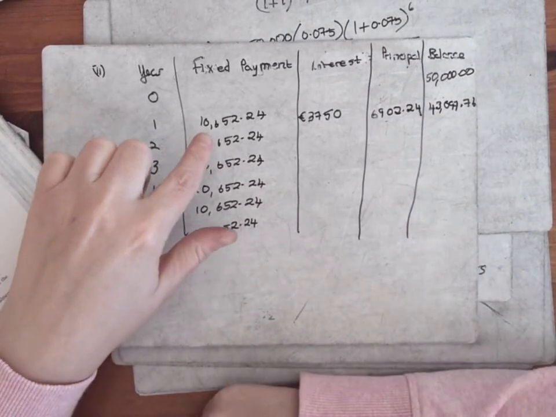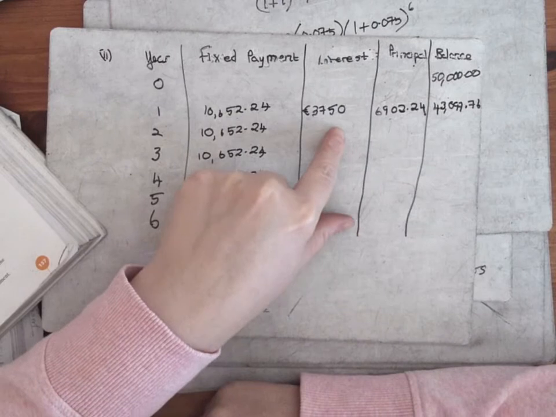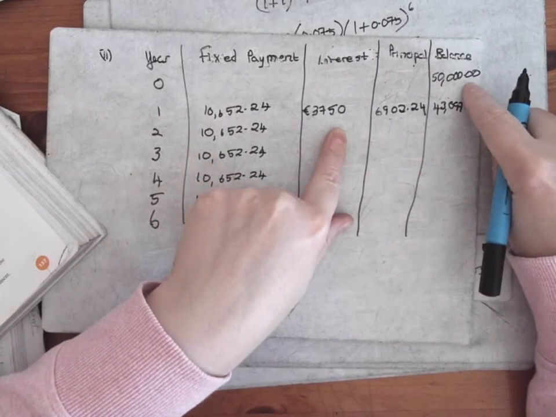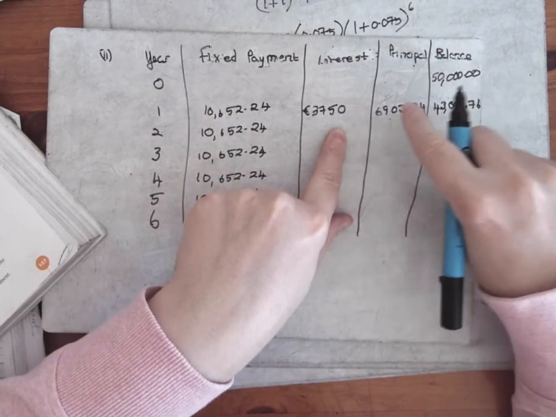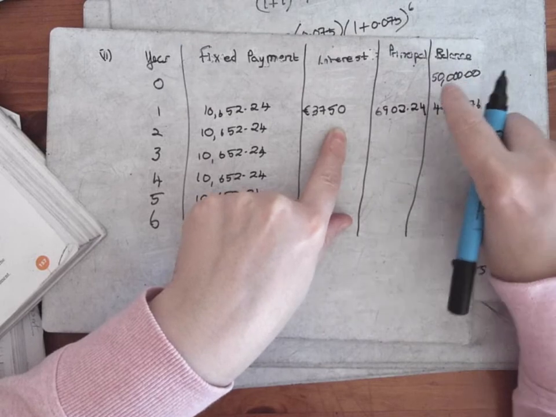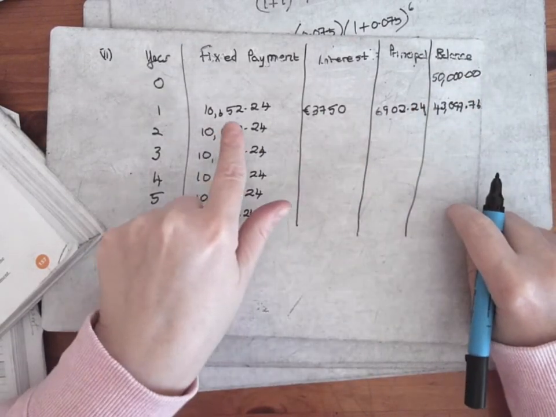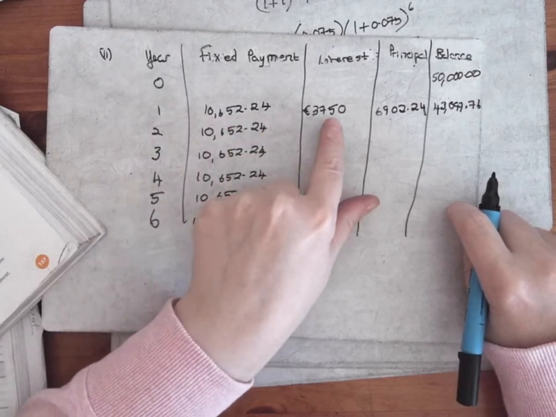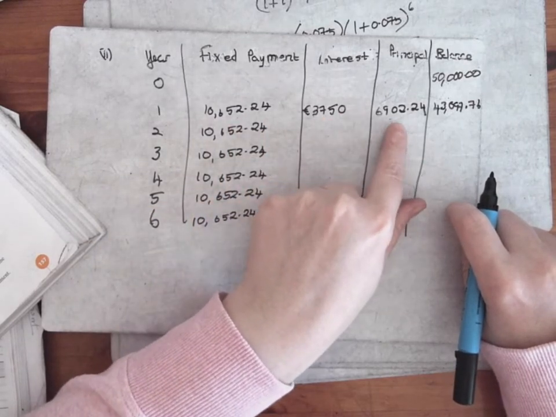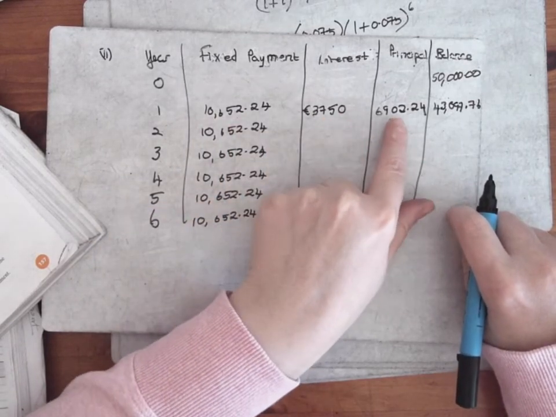Our fixed repayment is part 1. Our interest is 7.5% of what she owes them. So you get 7.5% of 50 grand and you get that much. Okay, so her repayment consists of, she pays the interest for the year and whatever the extra bit is off the loan.